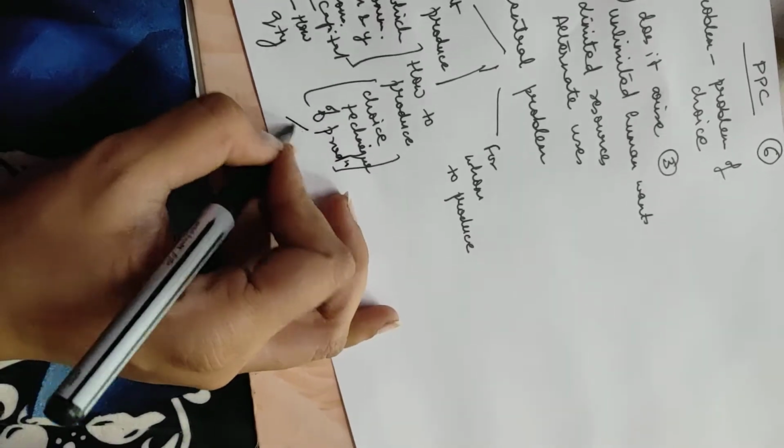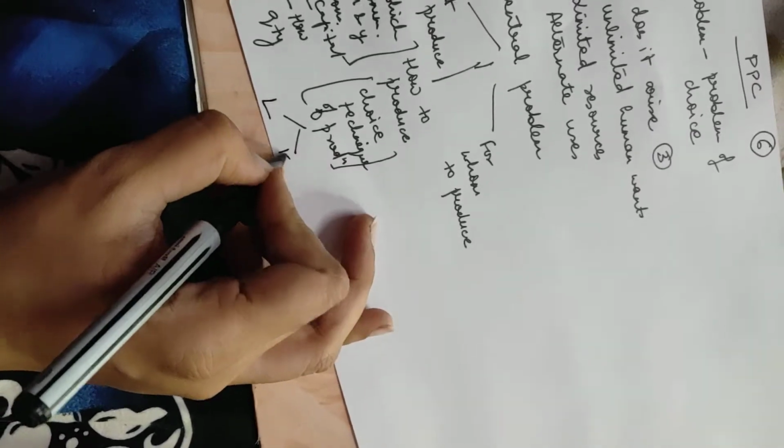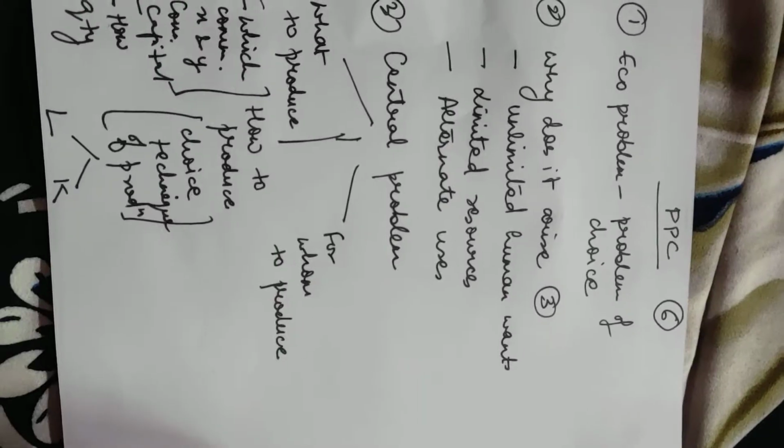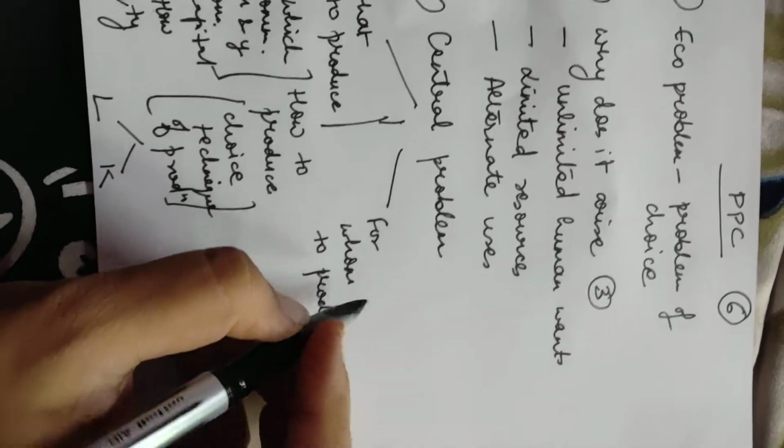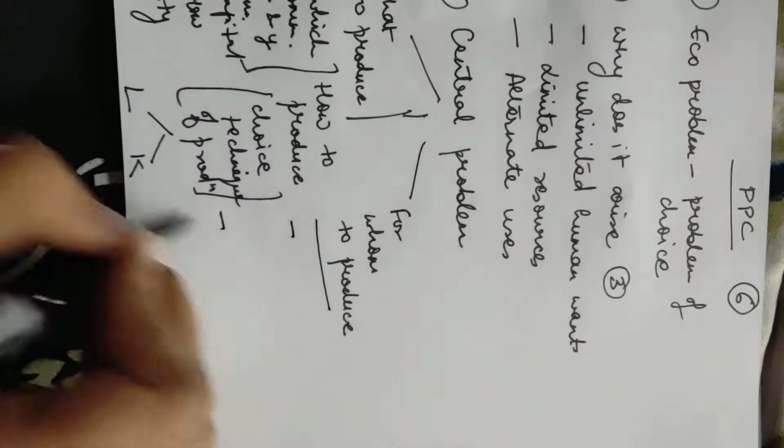Under how to produce, you have a choice between the technique of production. We have 2 techniques of production, namely labor and capital. Third problem is for whom to produce. Under this, again we have 2 things.